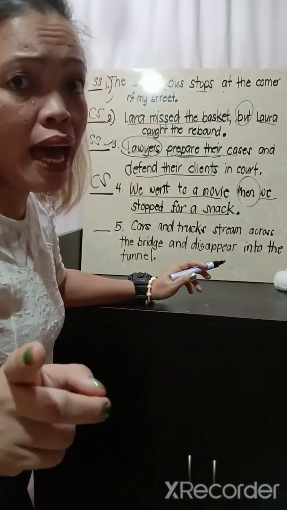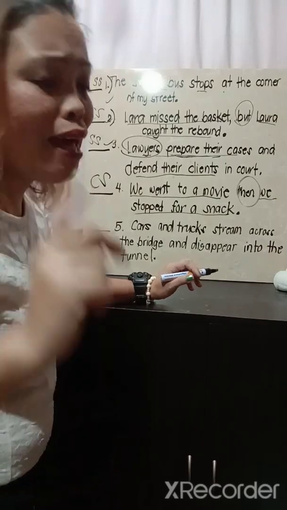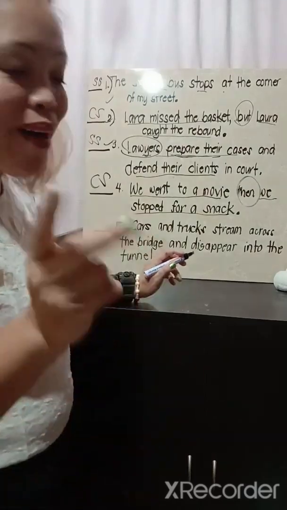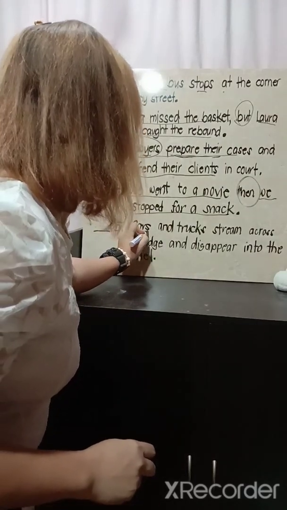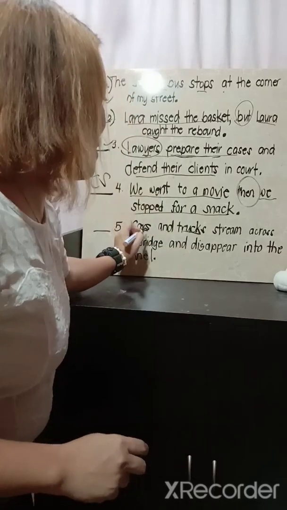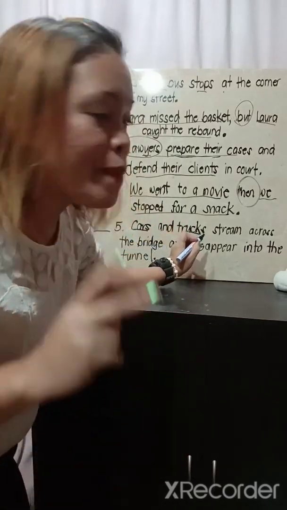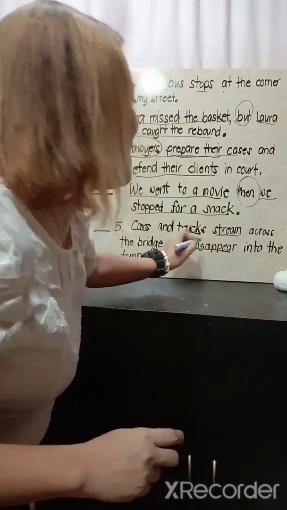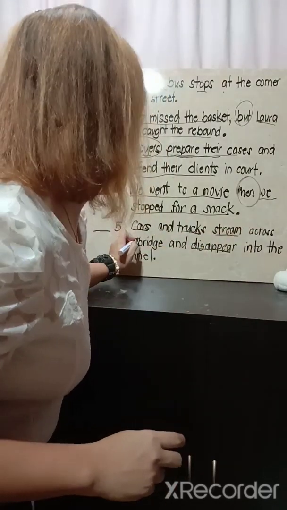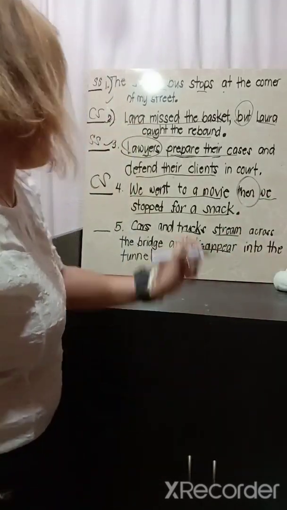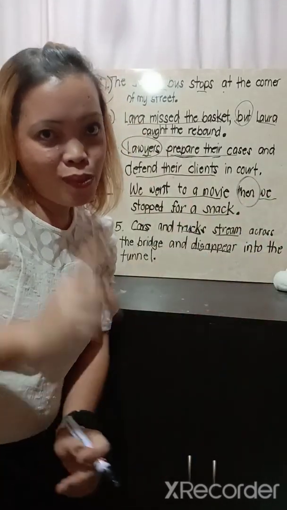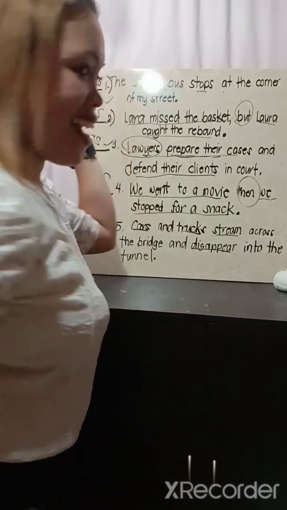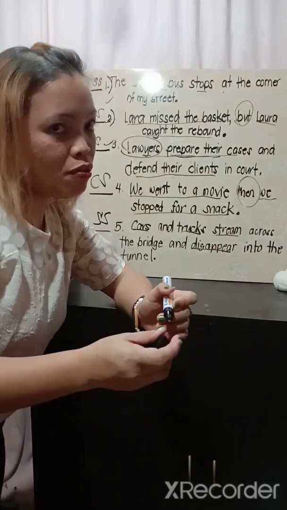Alright, how many thoughts do you have? You only have 1 thought. Yes, you only have 1 independent clause there. Only that you have compound subjects, cars and trucks, then compound predicates, stream across the bridge and disappear. Since it only delivers 1 thought, then that is, of course, a simple sentence. Yes, very good.